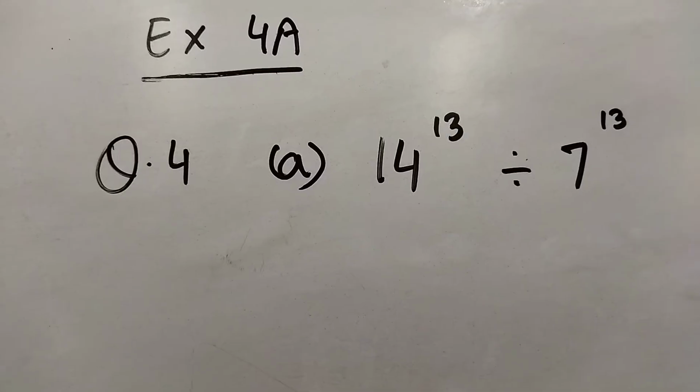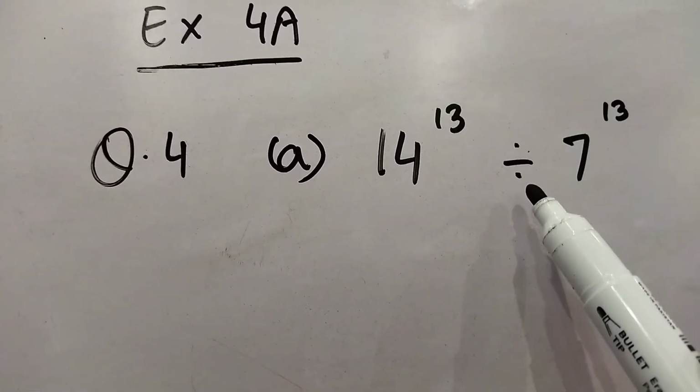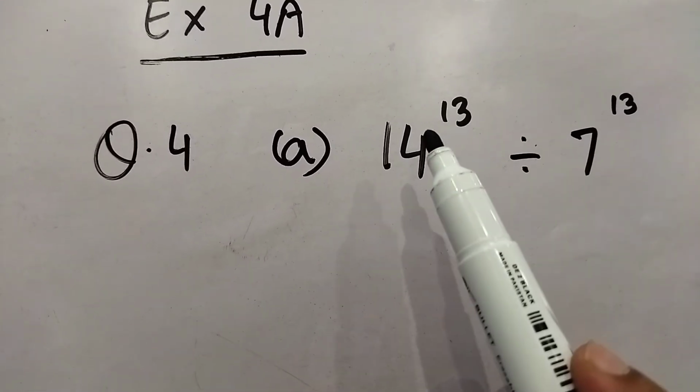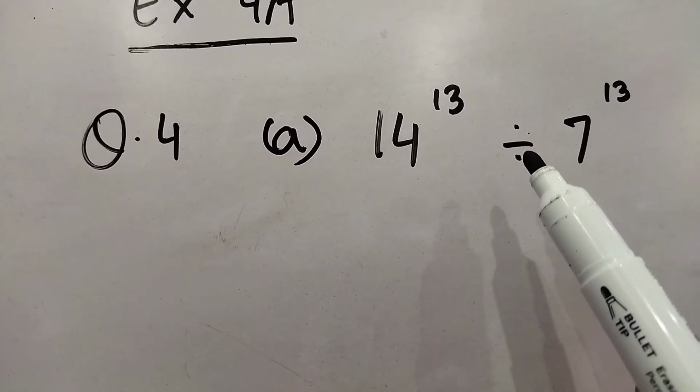Okay, now dear students, this is question number 4. Part A says 14 raised to power 13 divided by 7 raised to power 13. Again, we have different bases with the same powers, but the operation in between them is division and not multiplication.